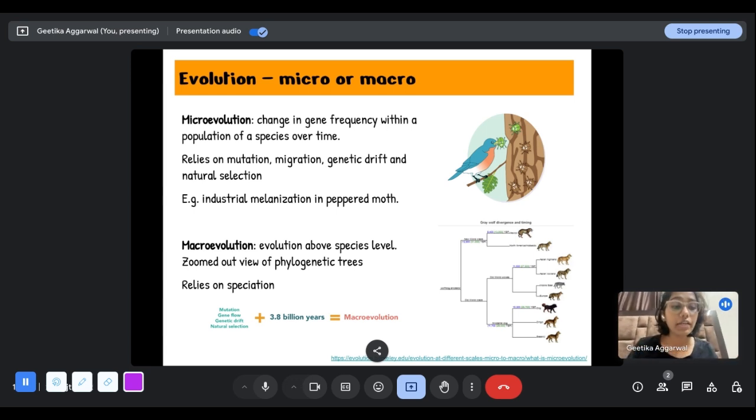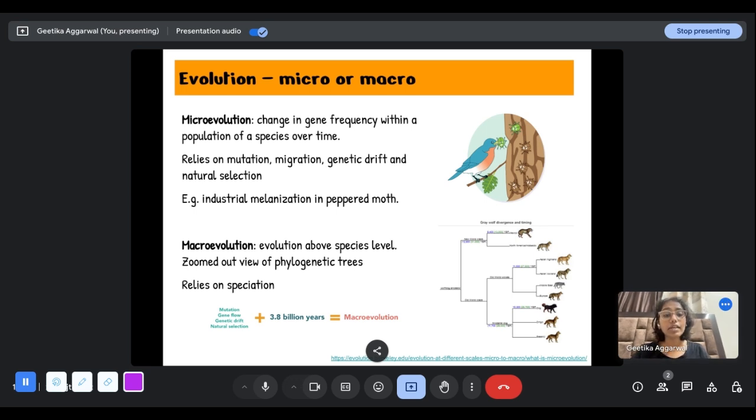Or it's talking about migration, which can also be thought of as gene flow, when individuals are entering or leaving the population, and that is affecting how the gene frequencies or the allele frequencies change within the population. Then you're talking about genetic drift: how within a population, because of certain chance events, the allele frequencies can shift from one way to another based on what events are happening.